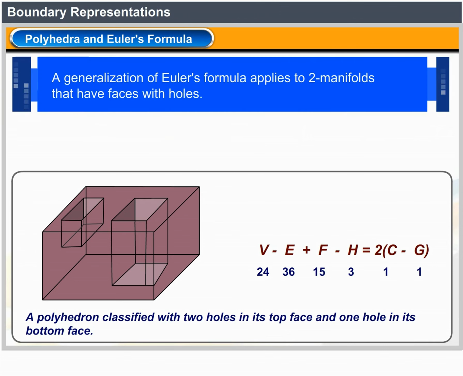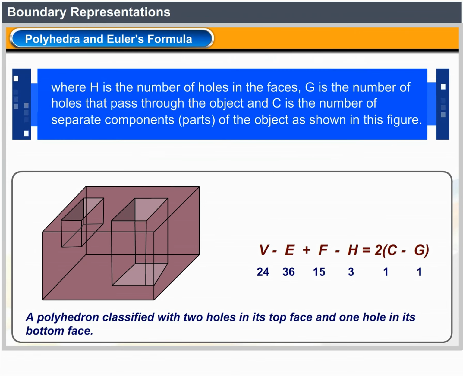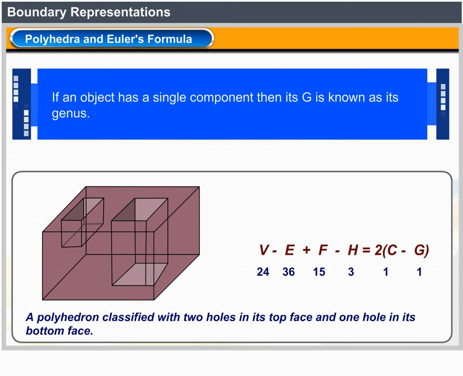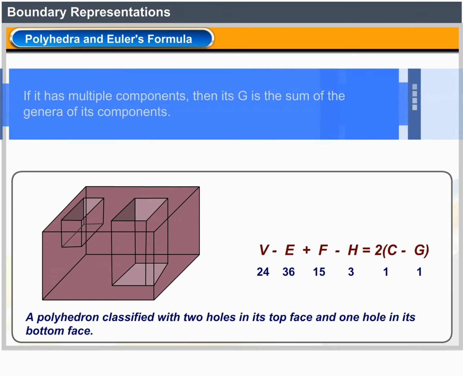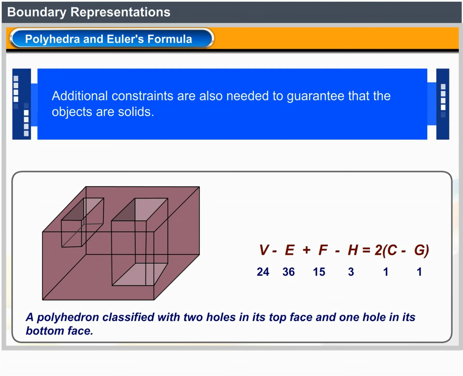A generalization of Euler's formula applies to two-manifolds that have faces with holes: V minus E plus F minus H equals 2 times (C minus G), where H is the number of holes in the faces, G is the number of holes that pass through the object, and C is the number of separate components, or parts, of the object, as shown in this figure. If an object has a single component, its G is known as its genus. If it has multiple components, then its G is the sum of the genera of its components. Additional constraints are also needed to guarantee that the objects are solids.